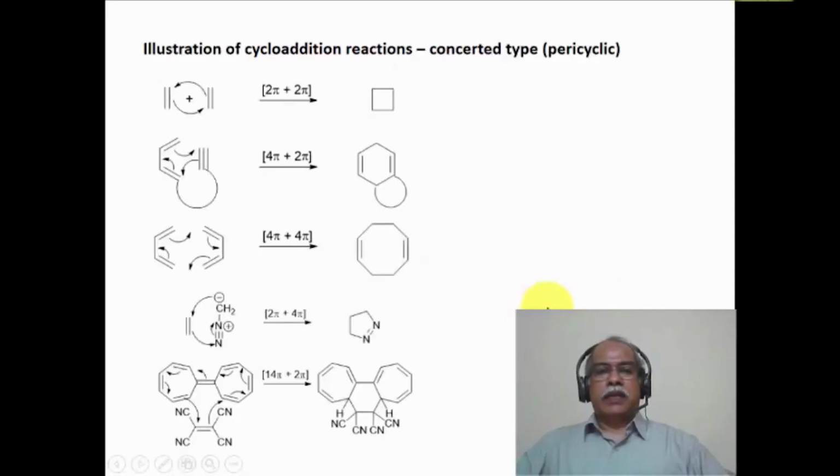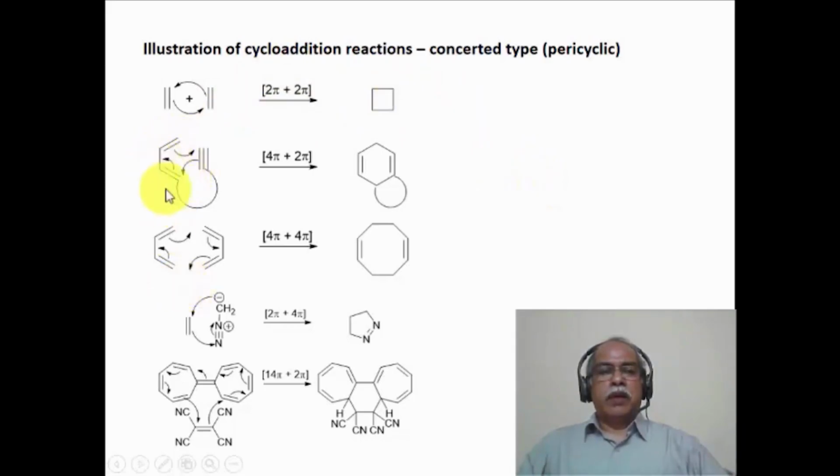Now when it comes to pericyclic type cycloaddition reactions, they can be classified depending upon the number of electrons that are involved in the cycloaddition step. For example, 2+2 cycloaddition reaction of two ethylene molecules to form a cyclobutane is a very well-known reaction. The designation that is given is 2pi plus 2pi because there are 2pi electrons involved in each of these ethylene molecules. So the 4pi electron system is what is responsible for the cyclobutane formation.